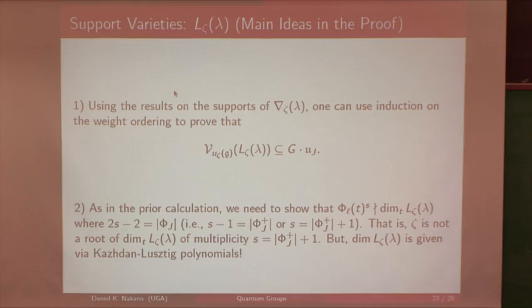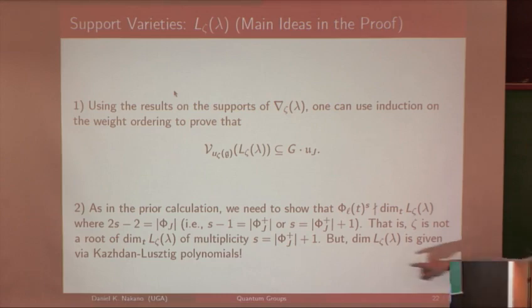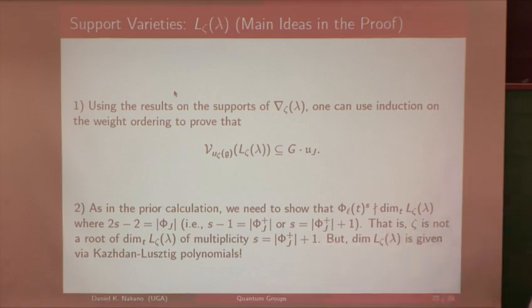Now, in the prior calculation, what did we need to show? Well, we need to show that phi, the cyclotomic polynomial to the s, doesn't divide this graded dimension. Here, we don't have to worry about the d, because L is bigger than H. So where this 2s minus 2 is equal to phi j, that is, this is not a root of multiplicity phi j plus 1. So I need to show that this is not a root of this multiplicity over here.